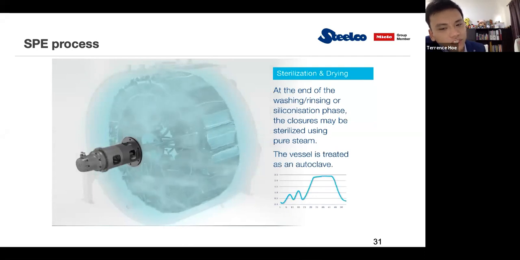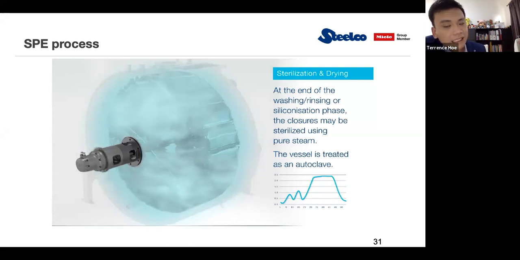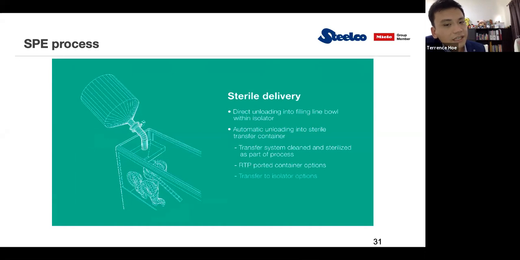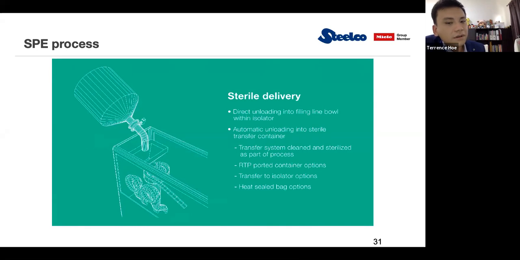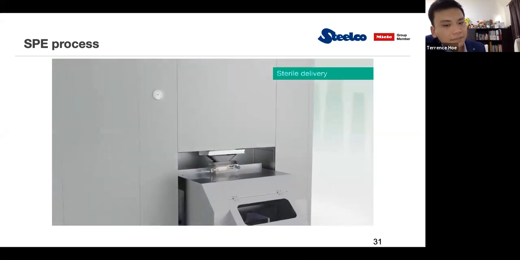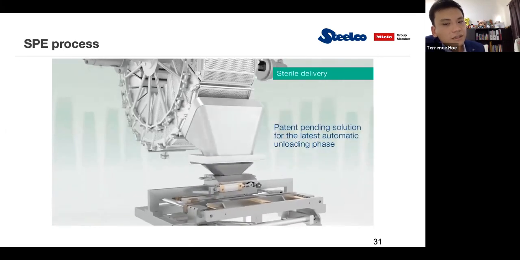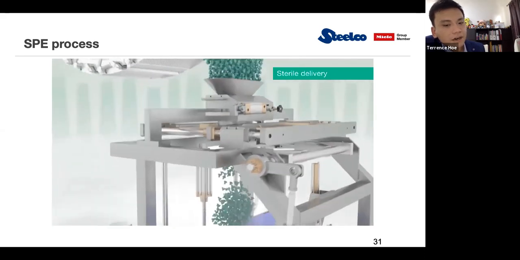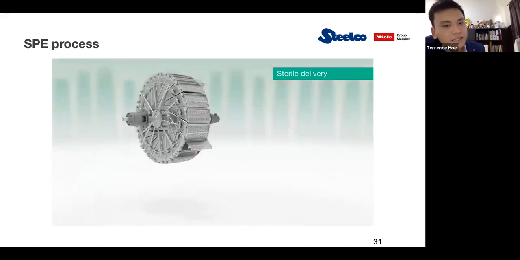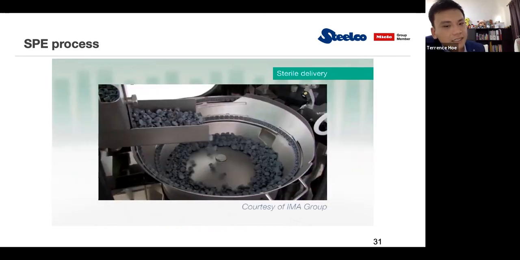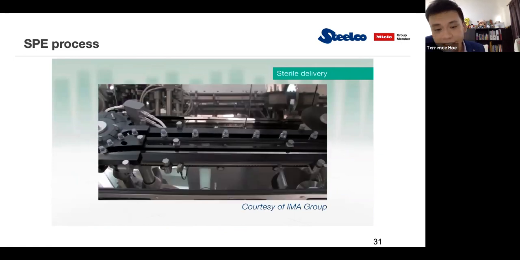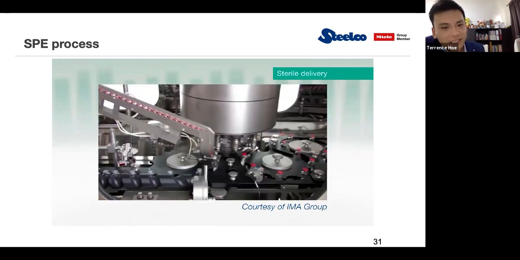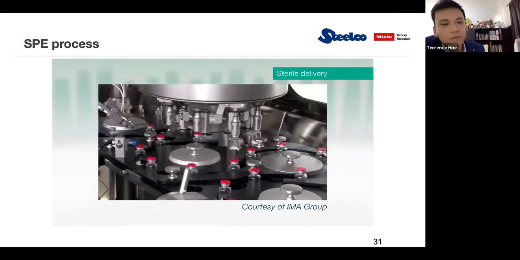So it's a combi machine that washes and autoclaves together. And most importantly, after the process is finished, it has to be delivered out for unloading. So it can be delivered out in different types of ways. For example, it can be automated, directly connected to the closing. So this is an example of a heated bag seal, hybrid bag. Sometimes it's transferred out to a transfer system and then connected to the vial filling or capping station. So all the caps will come down and be arranged in the correct manner and then capped onto the vial itself.